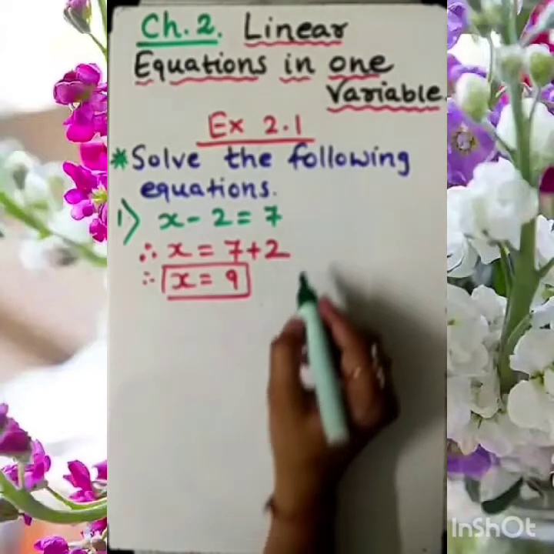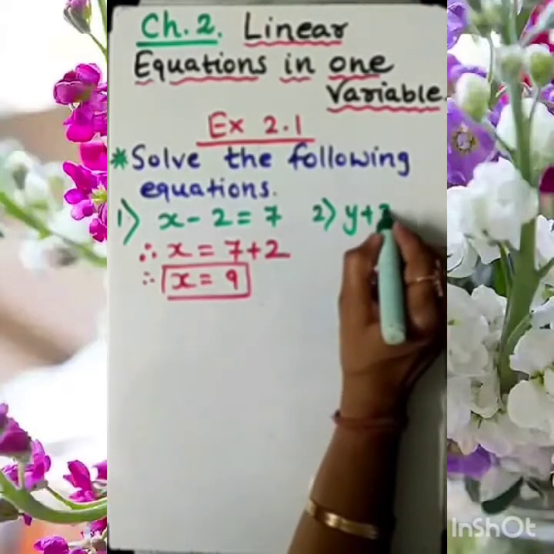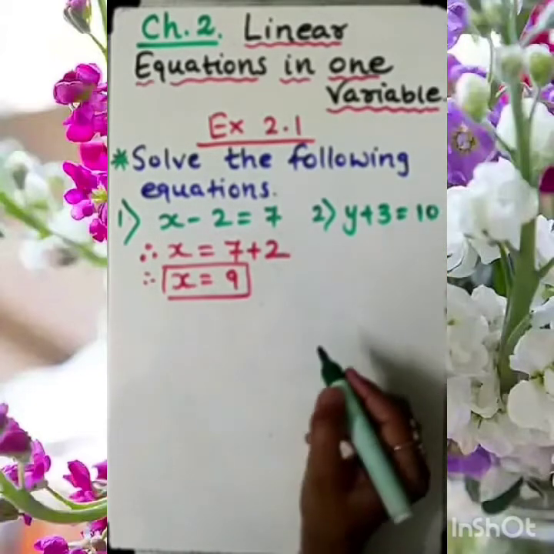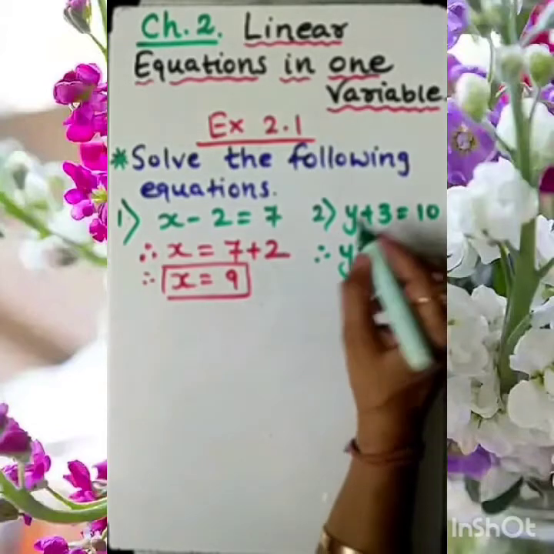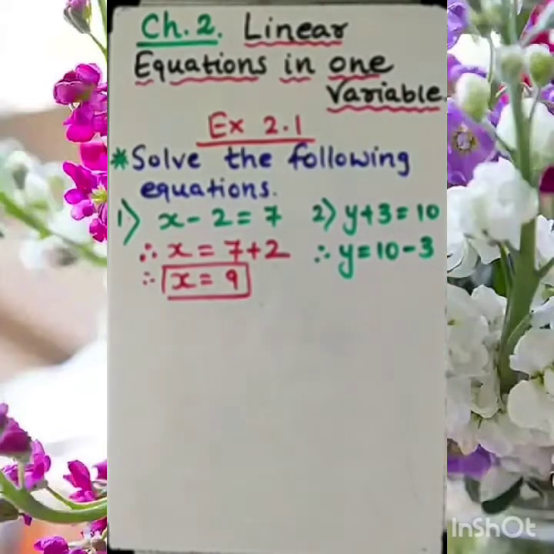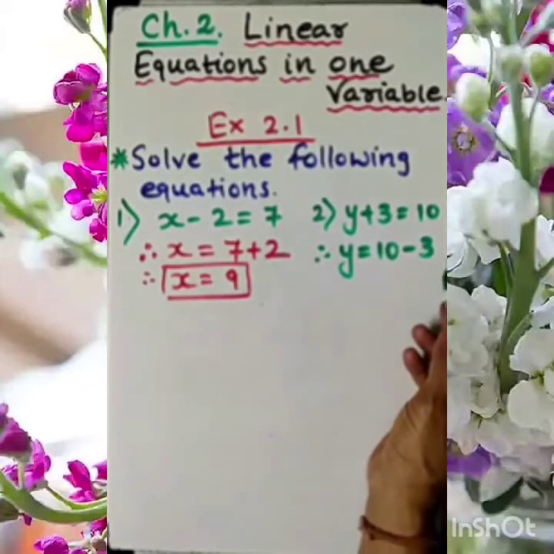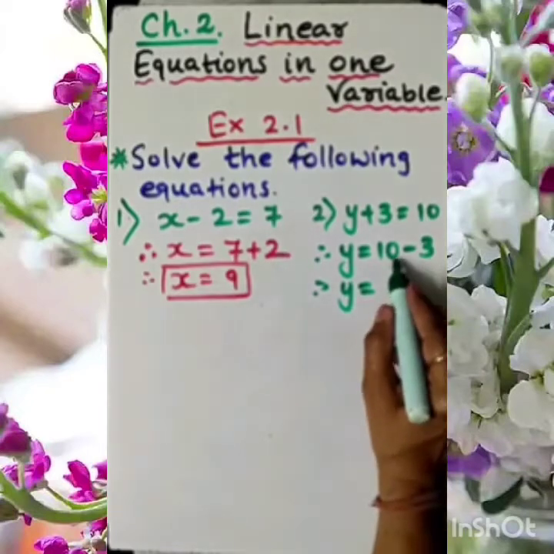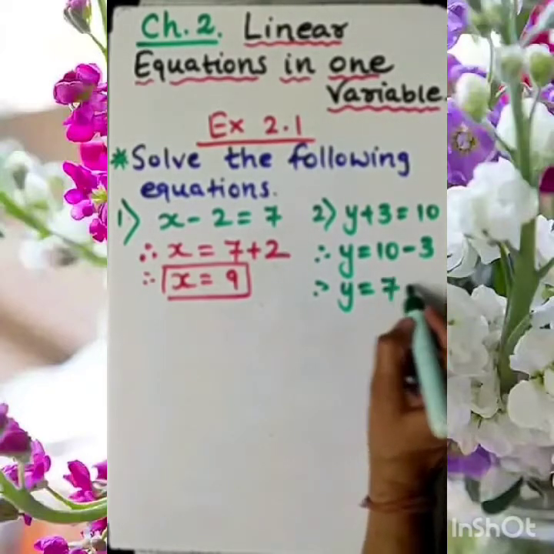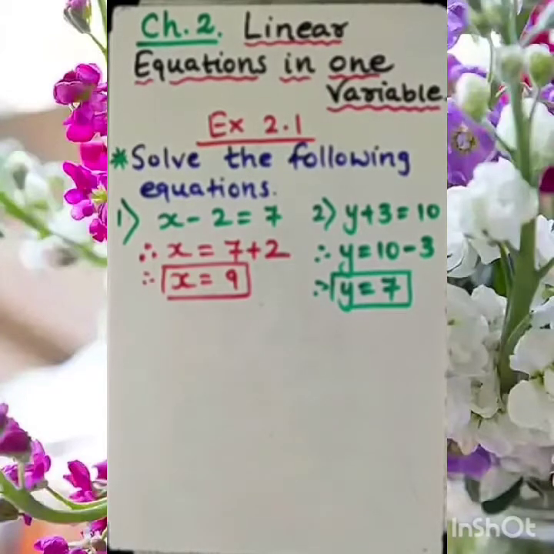What are we given in the second? Let me note it down here. That is y plus 3 equal to 10. Therefore y equal to 10 minus 3, because you know very well this plus 3 I am transposing to the right side, so it gives minus 3. Therefore y equal to 10 minus 3, it means 7. So dear student, the value of y is equal to 7.